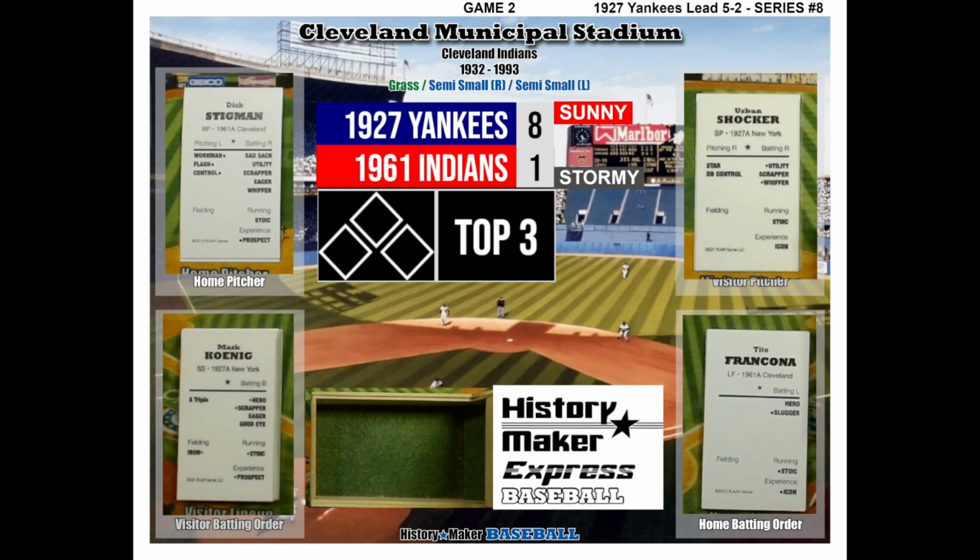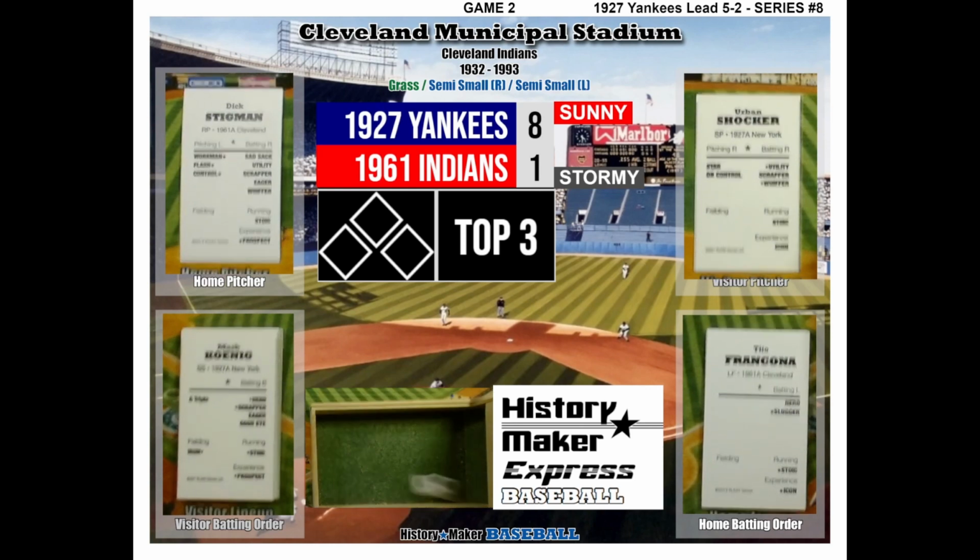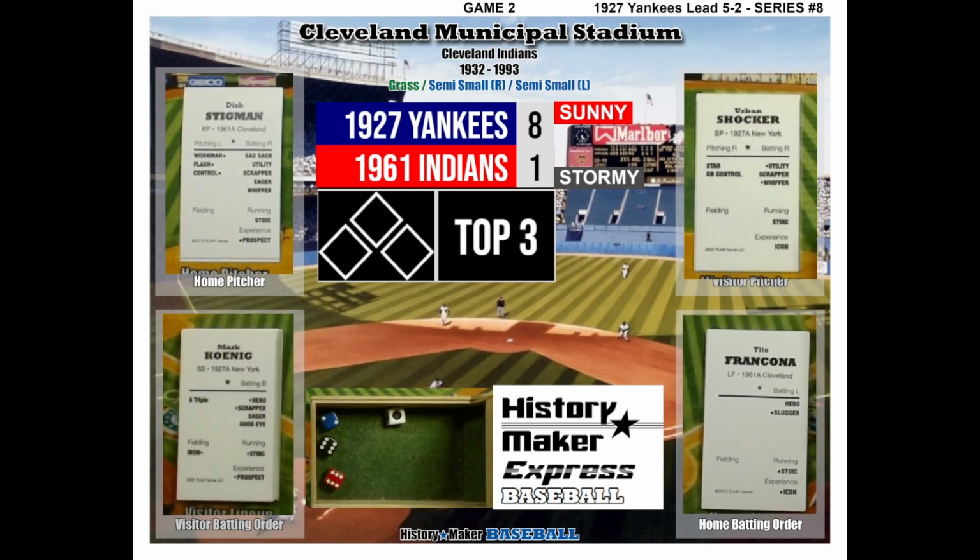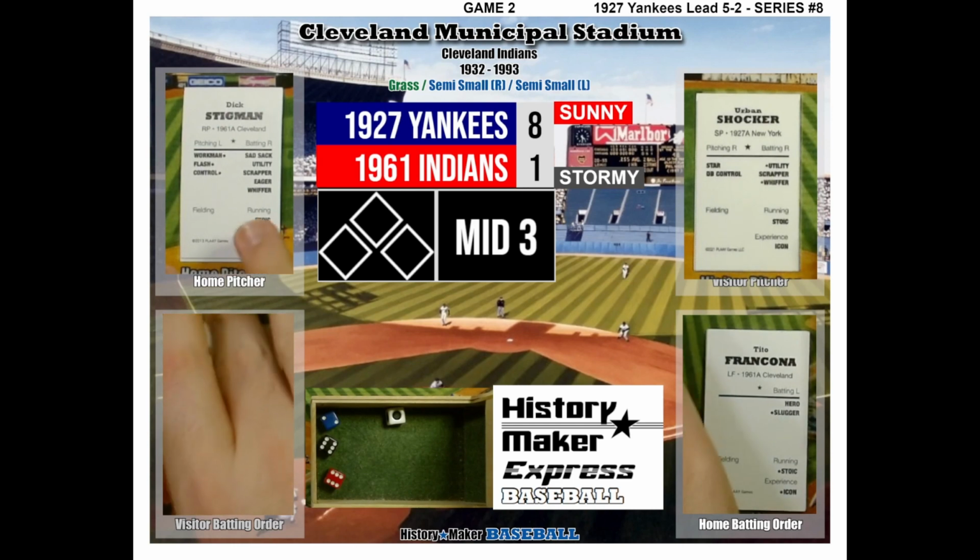Here we go now to Mark Koenig for his turn in the top half of the third. 266. Is Stigman a star pitcher? No. Is Mark Koenig a champion batter? Nuh-uh. So that's going to be a no runs result with a possible check of a solo home run. Mark Koenig, again, does not have home run king or slugger qualities. So that's going to be a no runs result of 6 to end the top half of the third.